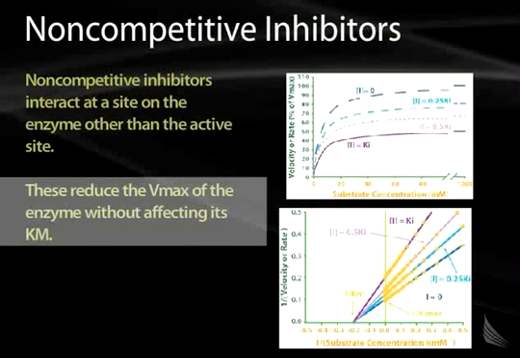Remember that y-intercept is defined as 1 over Vmax. So as you decrease the Vmax, the y-intercept is going to increase. And you can see that each of these lines has a sequentially increased y-intercept.